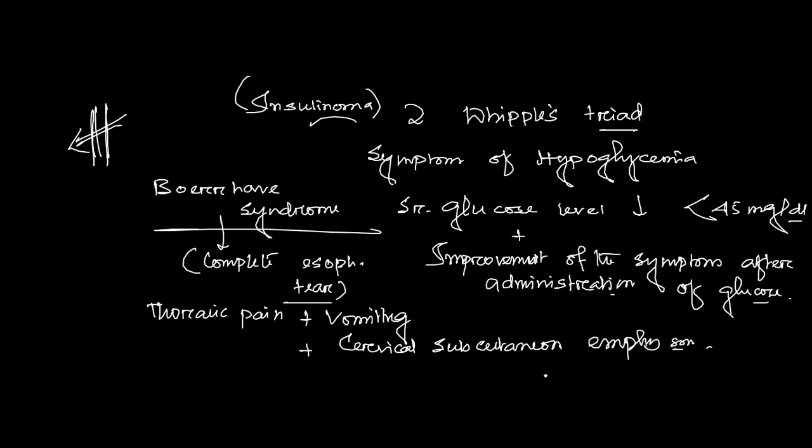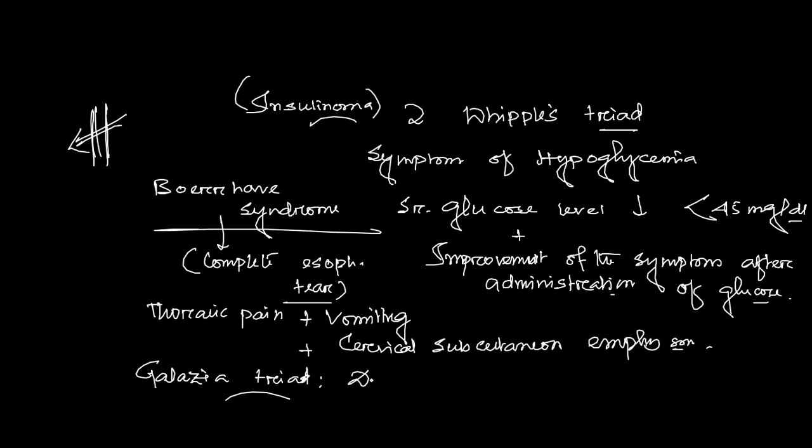Emphysema. Okay, then fourth one, just write it down. Galegia triad, very important. Galegia triad, you will get Dupuytren contracture. Dupuytren contracture is palmar fibromatosis.